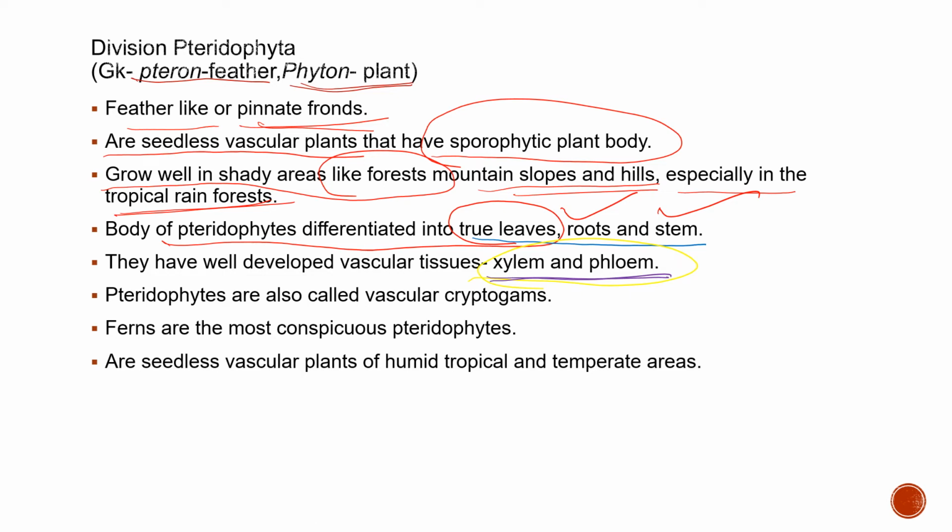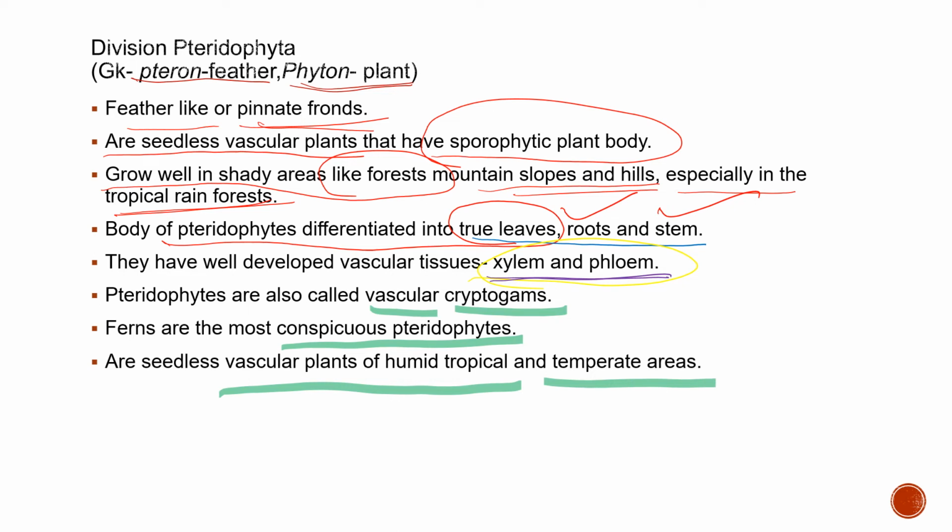Now pteridophytes are also called vascular cryptogams. So what are they called? They are also called vascular cryptogams. Now ferns are the most conspicuous pteridophytes, and these are seedless vascular plants of humid tropical and temperate areas.